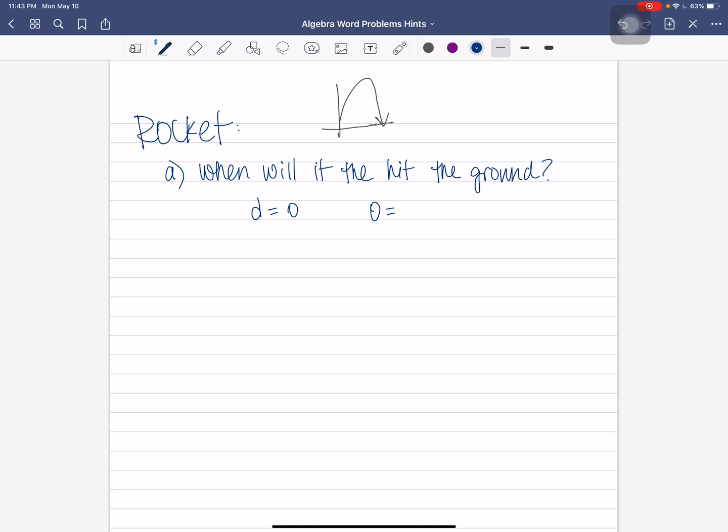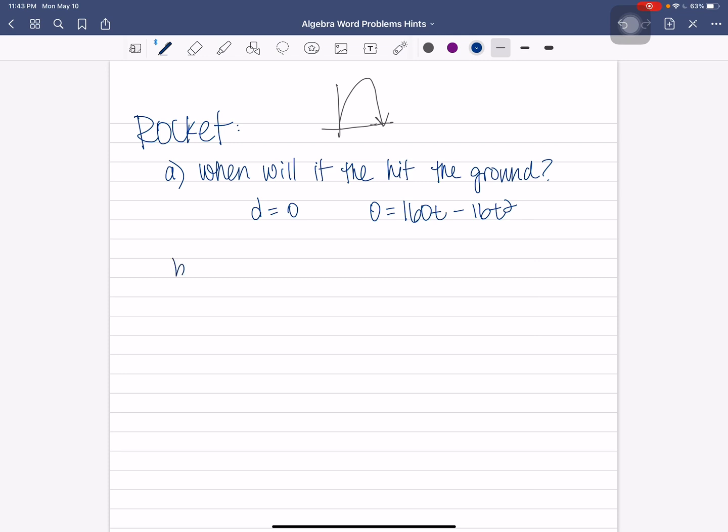So 0 equals 160t minus 16t squared. So you factor that and you solve that to find when it will hit the ground. Now you're going to have 2 values that you get for this. It's only going to be the second one because if you think about it, the distance will be 0 at the very beginning where it launches and when it's back on its way down when it's 0 again. So you want the second value there.